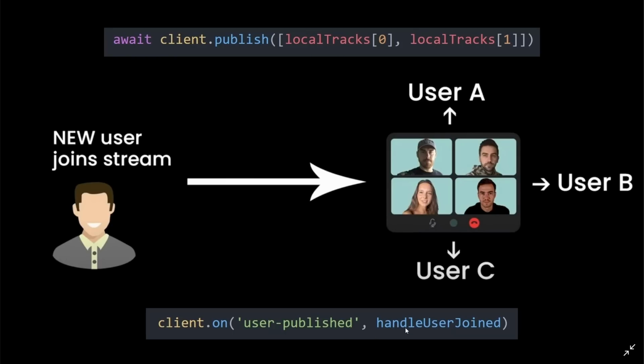So we'll have access to that inside of this handle user joined method. And that's when we can take that audio and video source, and then we can create that video player and project it out in our browser. So let's go ahead and see this in action.